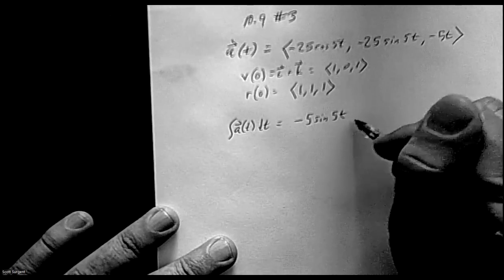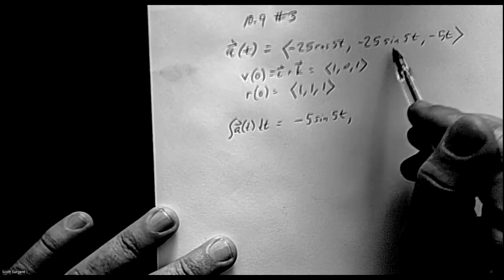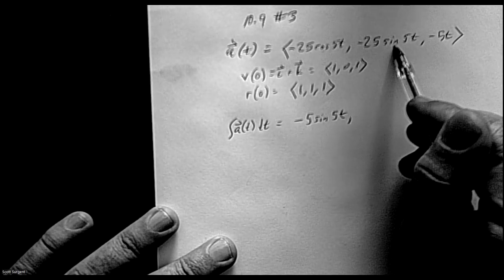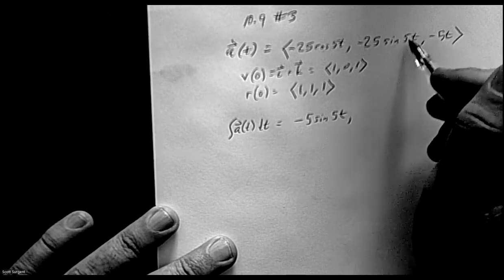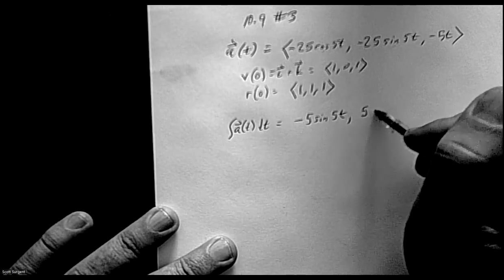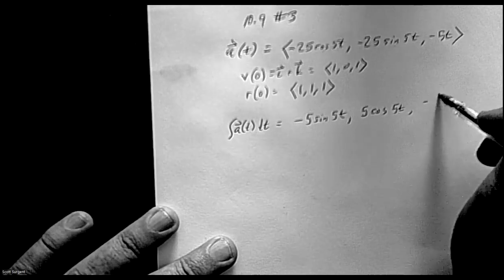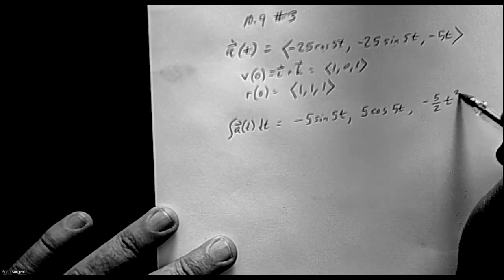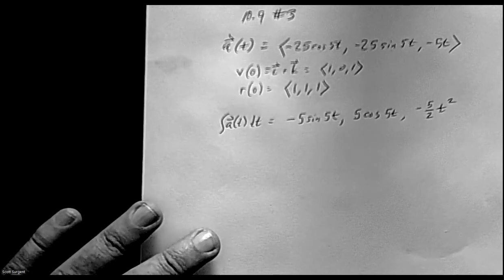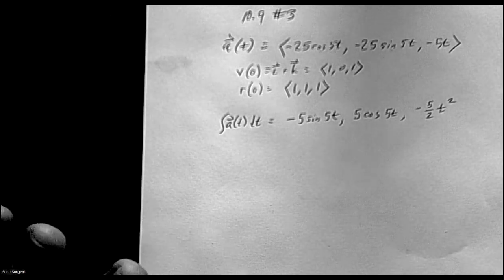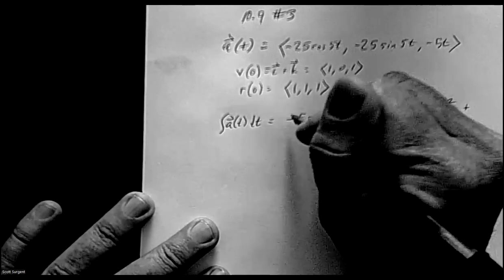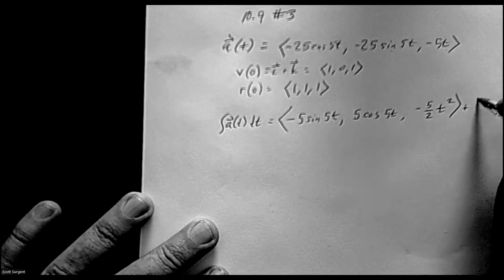And then similarly here, the sine integrates to negative cosine, which will cancel out this negative. You'll have a 1/5, so you'll have 5 cos 5t. And this is going to be negative 5 over 2 t squared. Okay, that's the integration part. But then there's constants. So what I'm going to do is write this like a vector.